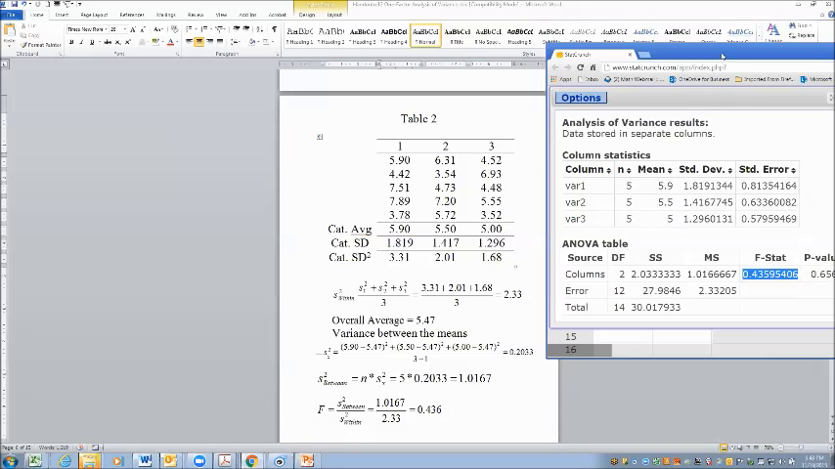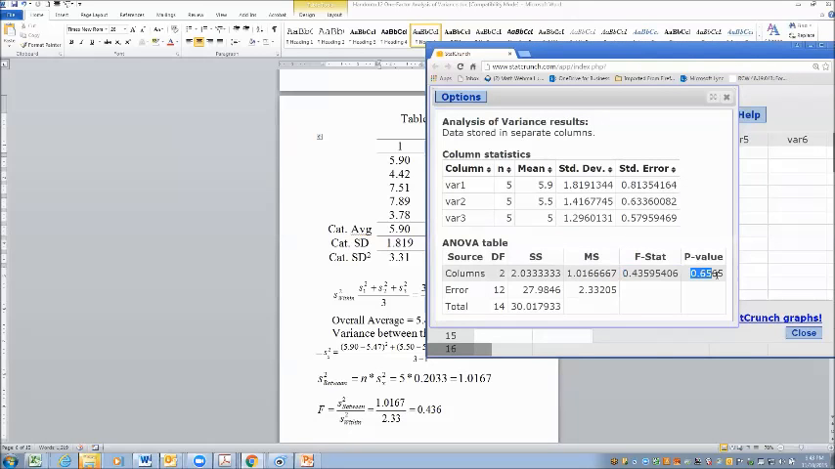Now notice that there is a p-value of 0.6565. This p-value is very similar to what we did previously, in that it would need to be less than the alpha level that we would select to be significant. So because this is much greater than pretty much anything we would pick, there's not sufficient evidence to say the means are different.